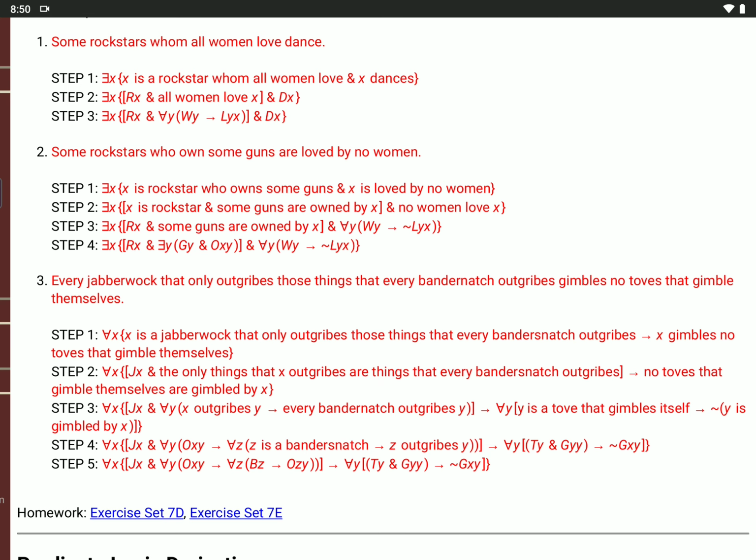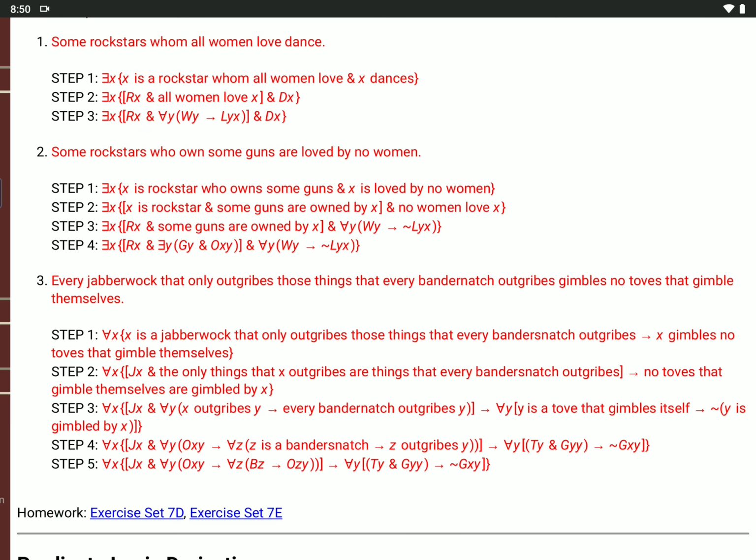Some rock stars who own some guns are loved by no women. Again, here we've got 3 quantifiers. We've got 2 somes, we've got no, but the basic form is still some blank or blank. So we're going to start with backwards E x, something about x, ampersand something about x. And what we plug in there is broken up at the main verb of the sentence. The main verb of the sentence is "are loved by no women." So we say x is a rock star who owns some guns on the left, write that in English. On the other side, we write x is loved by no women.